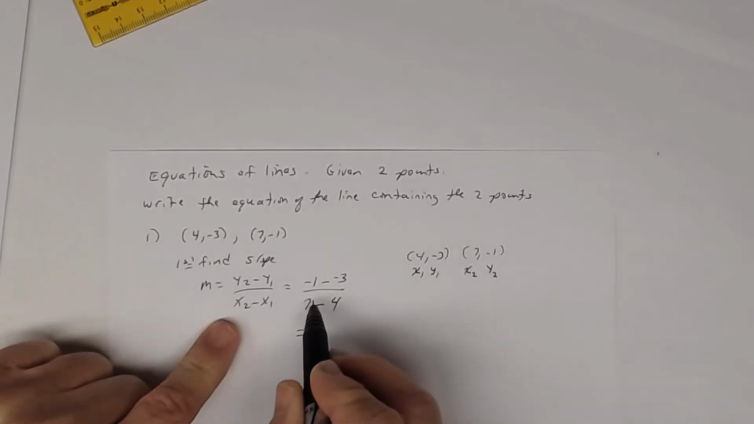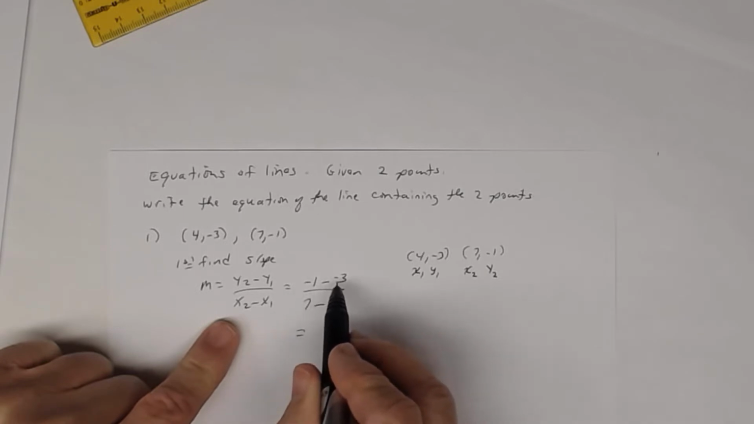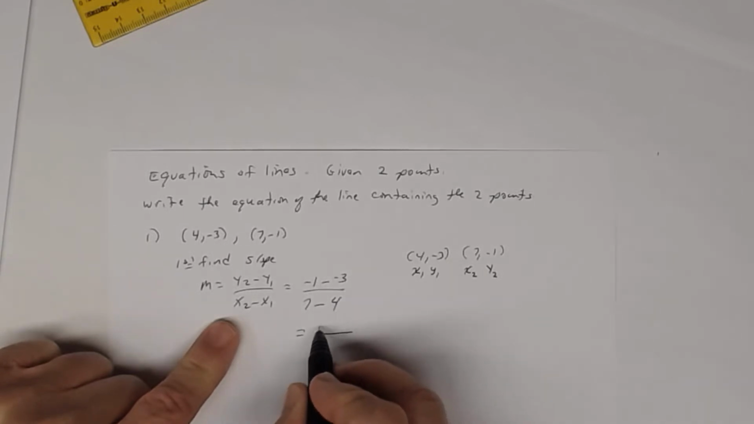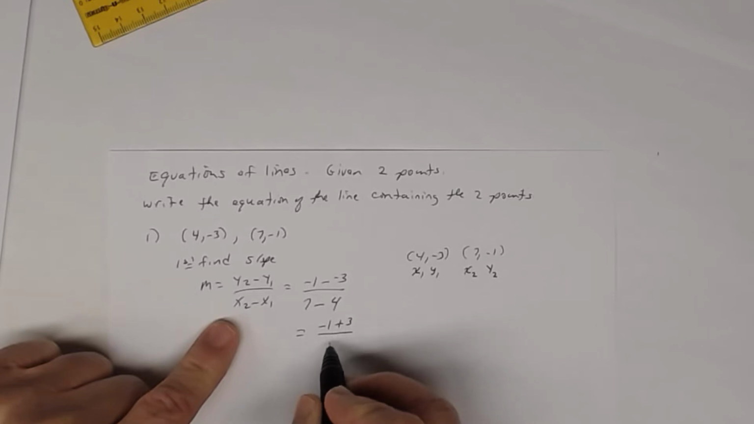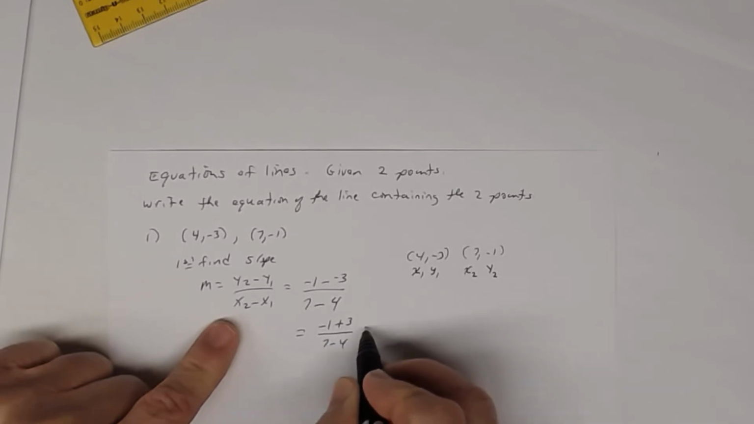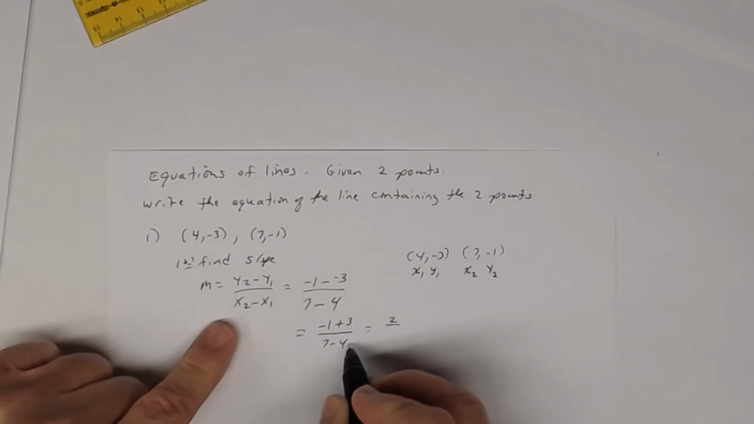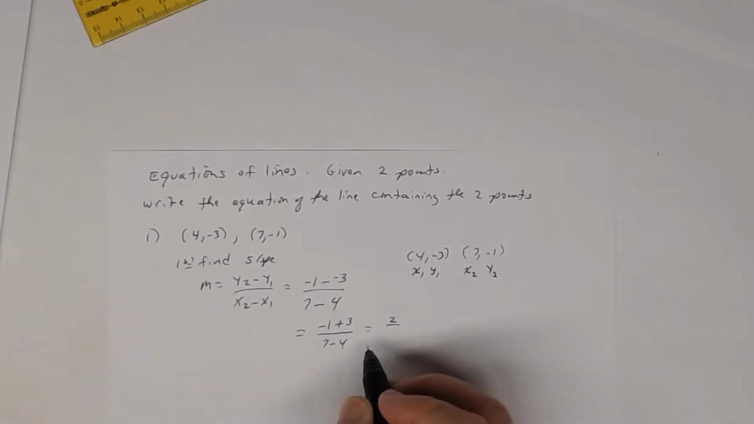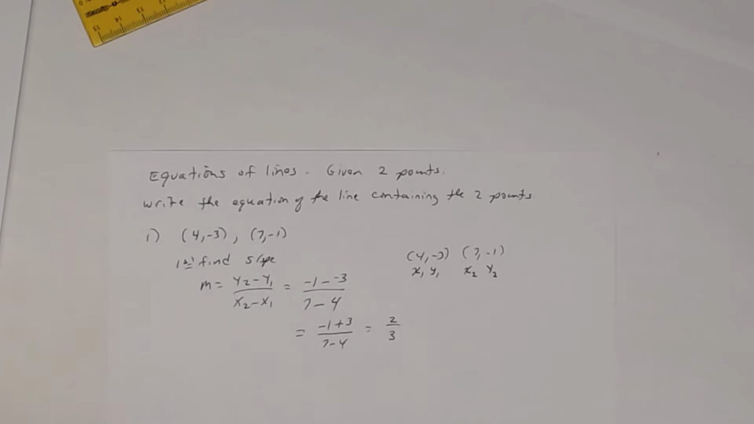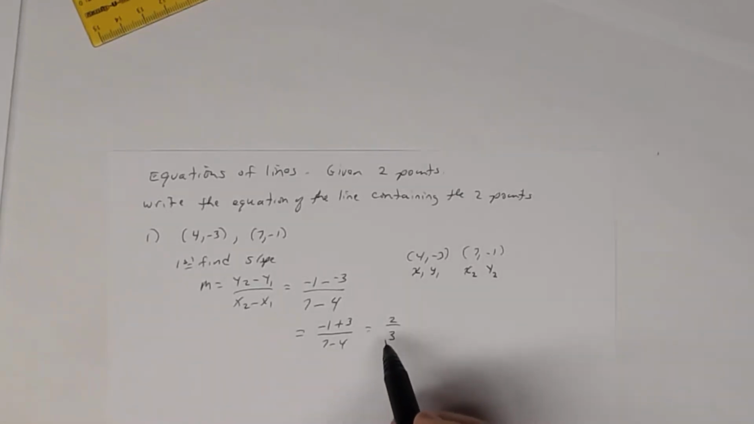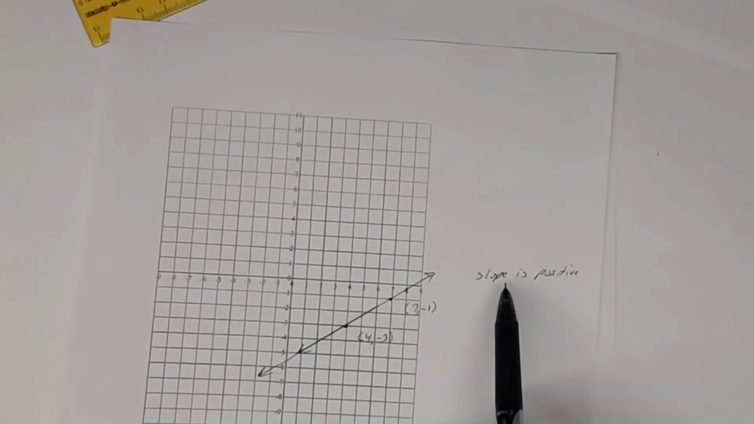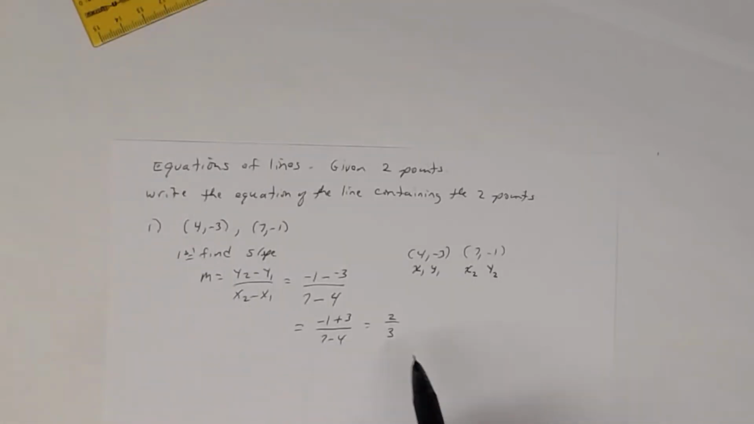And then simplifying this, -1 subtract a -3 means -1 plus 3, right? And then 7 subtract 4. And we know that -1 plus 3 is 2, and then 7 minus 4 is 3. So I get 2/3. So remember, the slope is positive, right? And that's what we said. We said, first of all, the slope better be positive. All right, the slope is 2/3.